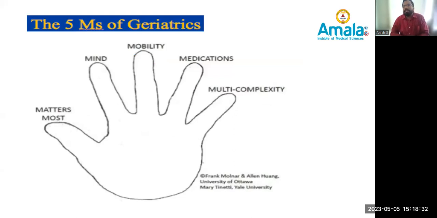So from communication with the older adults, we go to the next concept, which is a very important concept, a simple concept, which you can remember. It is called the 5 M's of geriatrics. The 5 M's: one is what matters most, second is mind, third is mobility, fourth medications, and fifth is multi-complexity. What matters most? Mind, mobility, medications, and multi-complexity.